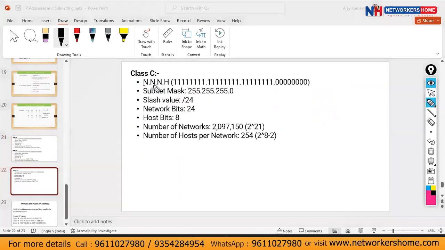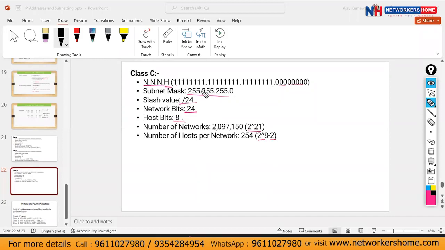In case of class C, 3 octets are network, 1 octet is for host, means 24 network bits and 8 host bits. In case of decimal, 255.255.255.0. Then 24 network bits means slash value will be 24. Okay. So network bits 24, host bits 8, 3 bits are reserved, 110. So 2 raised to power 21. And we have 8 bits. So 2 raised to power 8 minus 2. Because first address and last address we do not use.